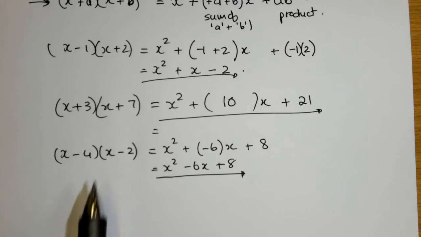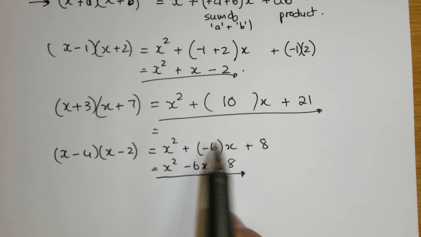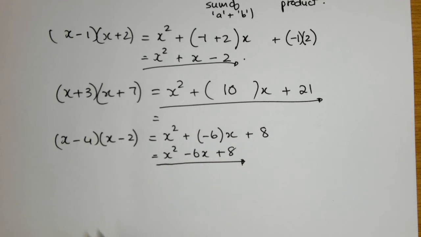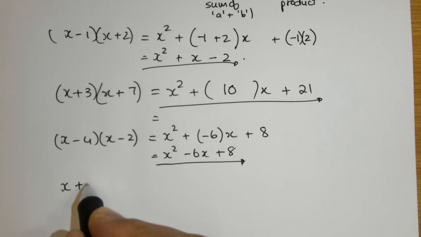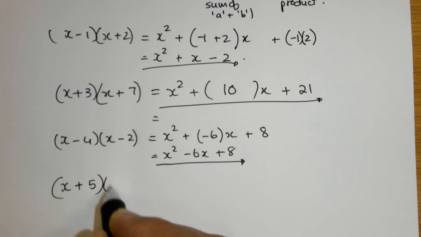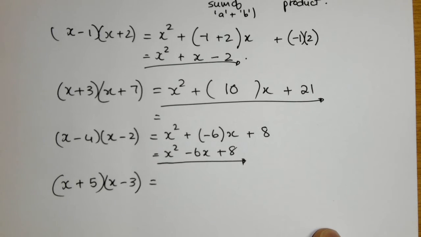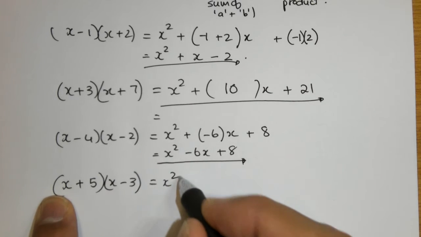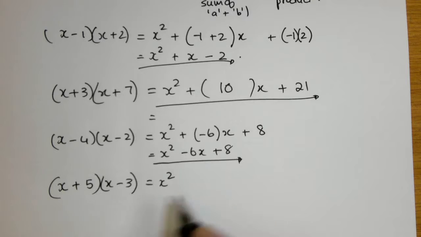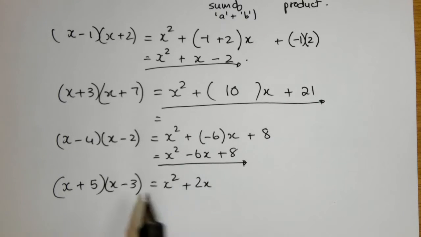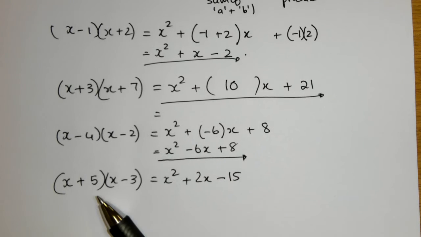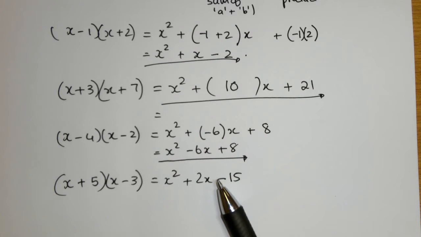So this can happen in your head, I'm saying again. The middle term. x plus 5 multiplied by x minus 3. x squared, positive 5 minus 3 is plus 2x. Negative 3 times 5 is minus 15. Folks, you need to go as quick as you can. So try and get that form in your head.